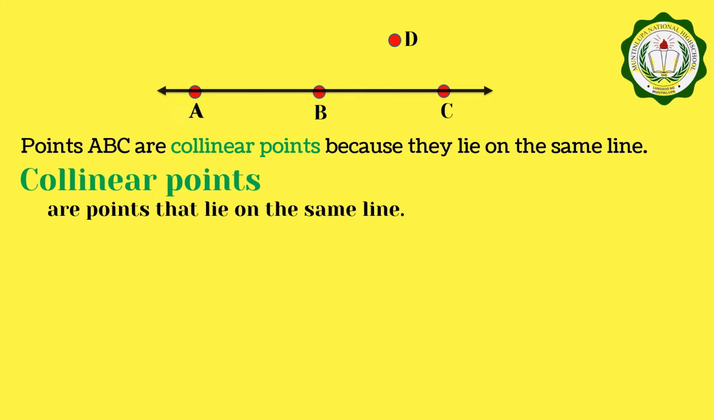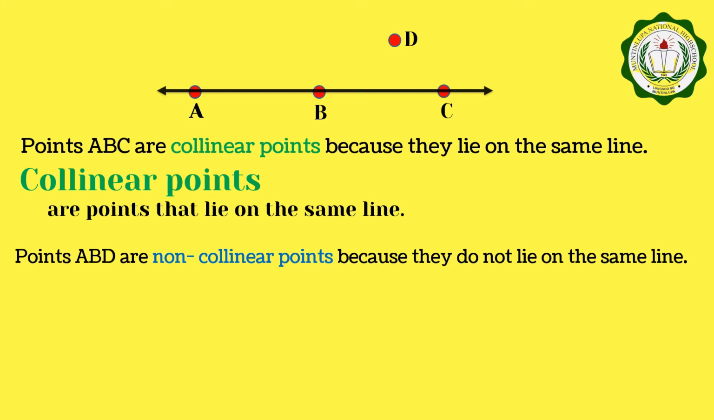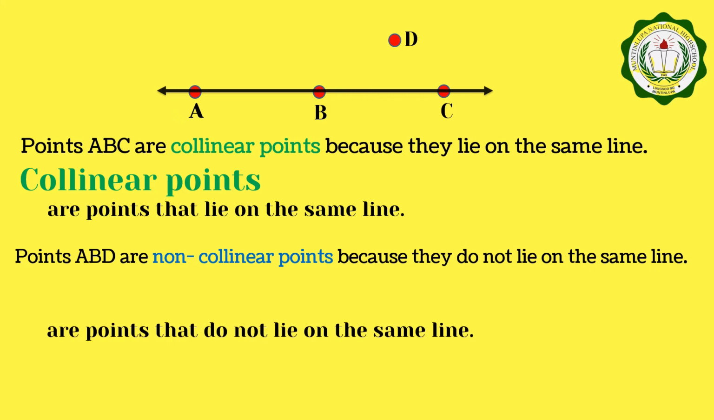How about A, B, C, and D? Are they collinear too? No. Why? Because the points do not lie on the same line. So, points that do not lie on the same line are called non-collinear points.